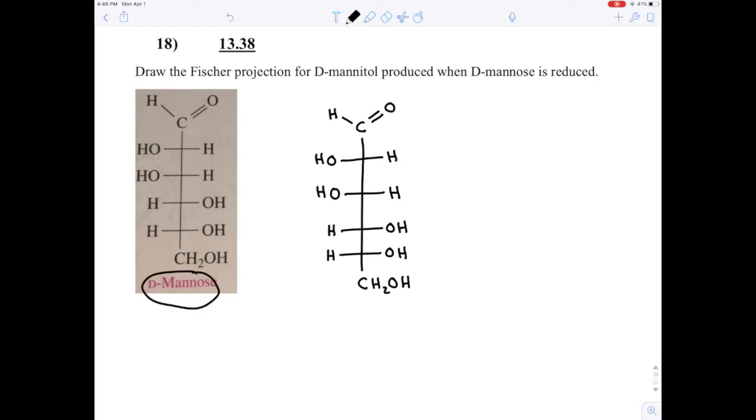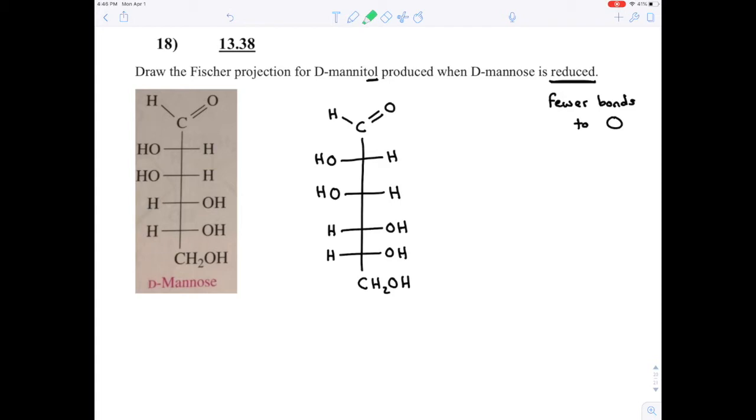We have D-mannose here. The product of this is going to be D-mannitol, and the hint there that -ol is telling us that that product is going to be an alcohol, so an OH. Now, a really key word here is the word reduced. Reduced means fewer bonds to oxygen.